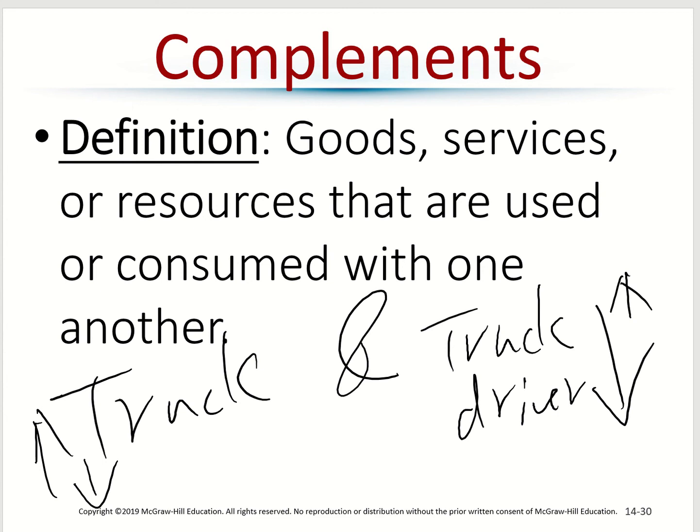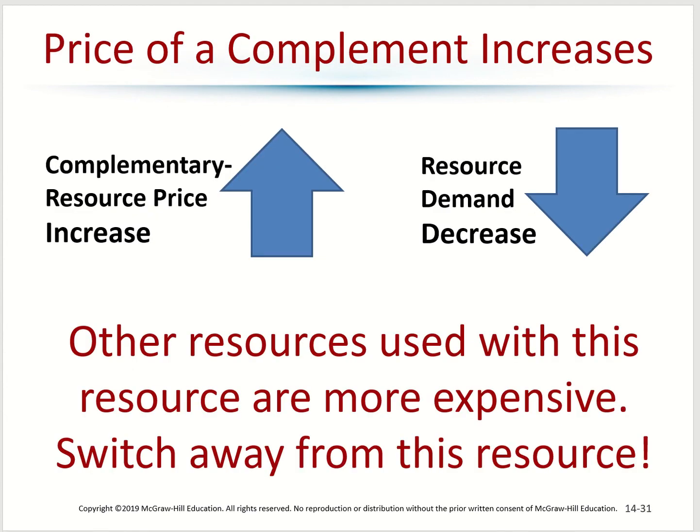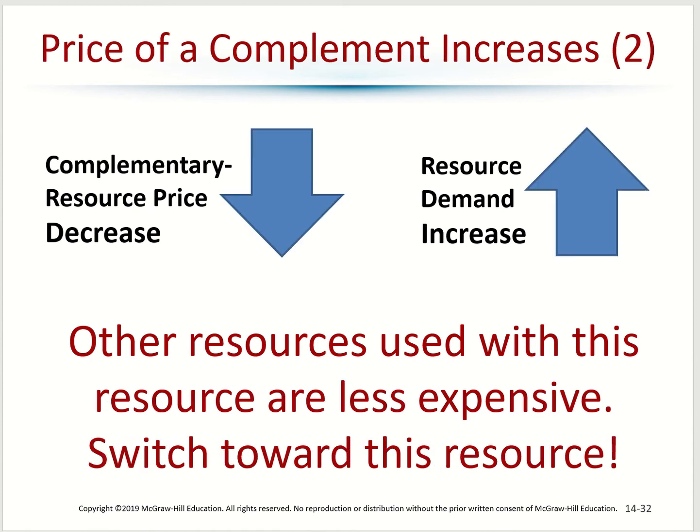So for complements, you do see the arrows in opposite directions. If the complementary resource price increases, so trucks get more expensive, then the demand for truck drivers goes down. And if trucks get cheaper, then the demand for truck drivers goes up. So these two arrows are in opposite directions.